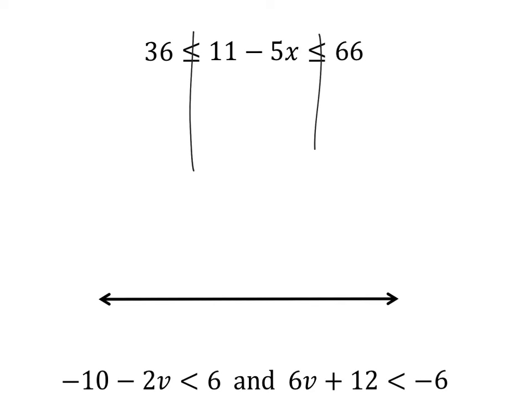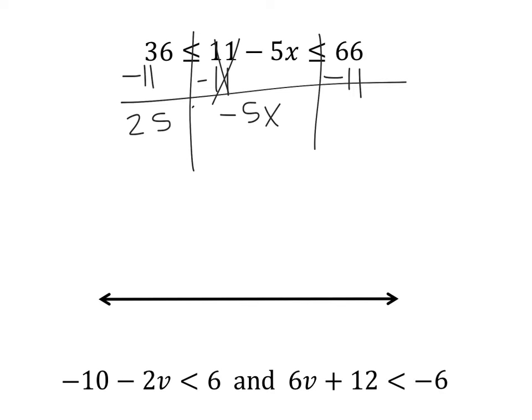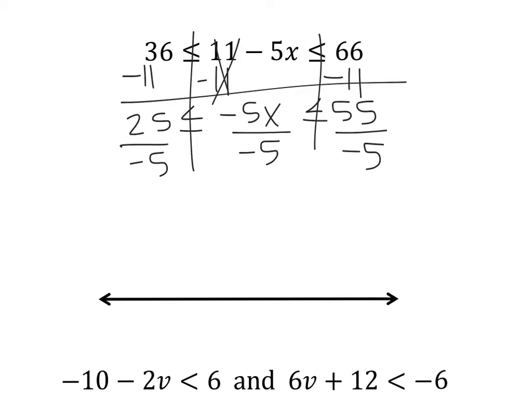First, I would subtract 11 from all three areas. And 36 minus 11 is 25. These cancel out, and I'm left with negative 5x. Fill in the inequality symbols, and 66 minus 11 is 55. Now we'll isolate that variable x and divide by negative 5. And when I divide by a negative, what do I do with the inequality signs? I have to flip them all. Both signs change and still point the same way. And 25 divided by negative 5 is negative 5. 55 divided by negative 5 is negative 11.